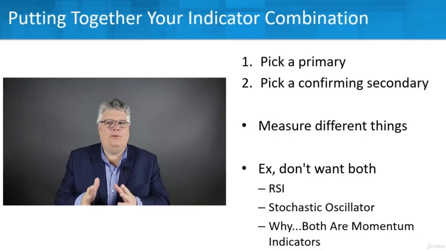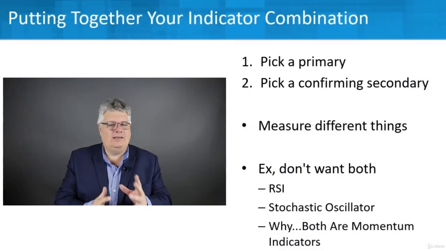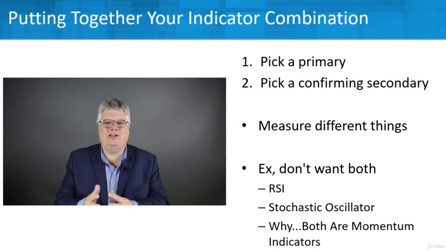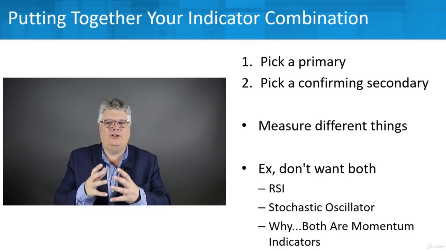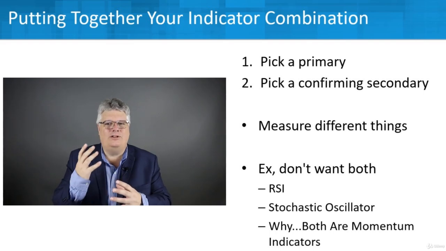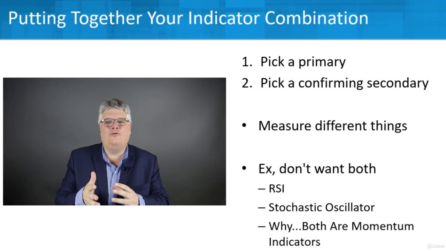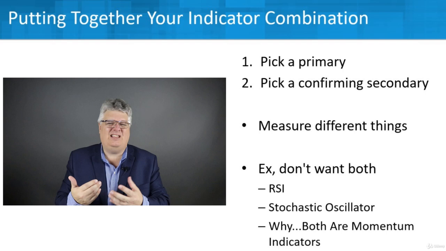So step one, you want to pick a primary, right? You can backtest this, you can paper trade it, you'll have all sorts of opportunity to practice with it, but start thinking about a primary indicator that you're going to start using. You might have one already that jumps out in your mind. And then you want to pick a confirming secondary, right? This is all stuff we've learned a little bit before. You pick your primary, pick your secondary.